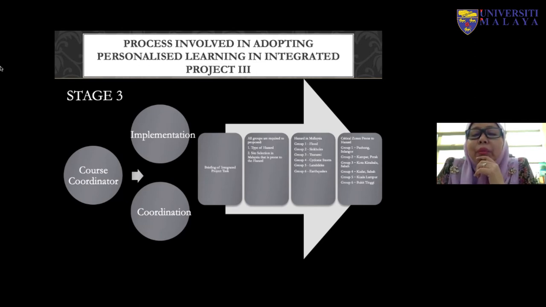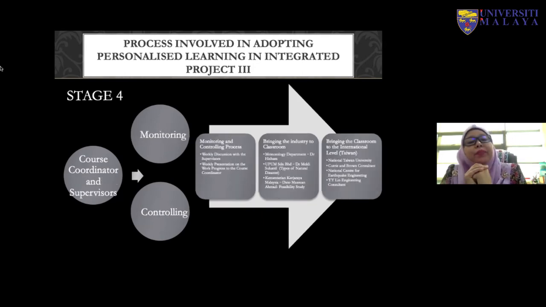The students also managed to propose the critical zone prone to the hazard. For example, group one's site selection is in Puchong, Selangor. Group two, Kampar, Perak. Group three, Kota Kinabalu, Sabah. Group four, Kudat, Sabah. Group five, Kuala Lumpur. And group six is Bukit Tinggi, Pahang. And stage four.